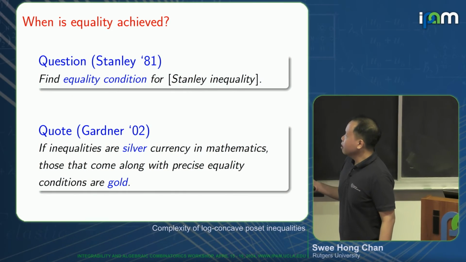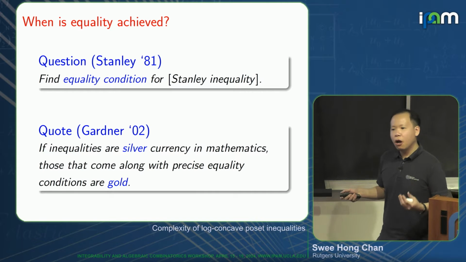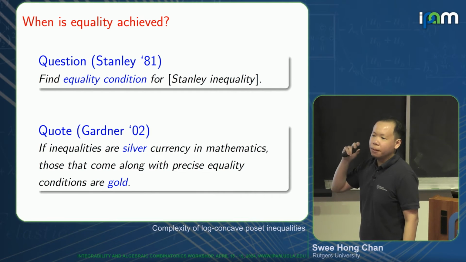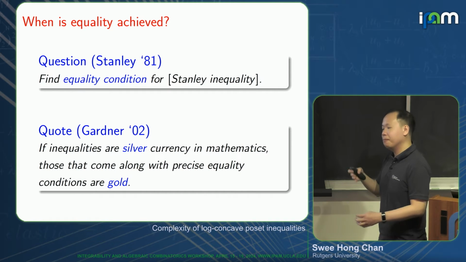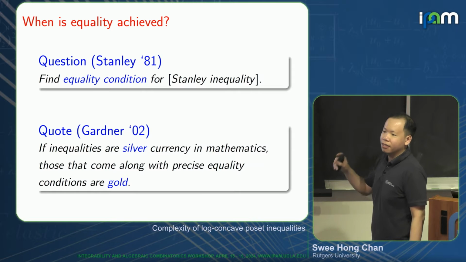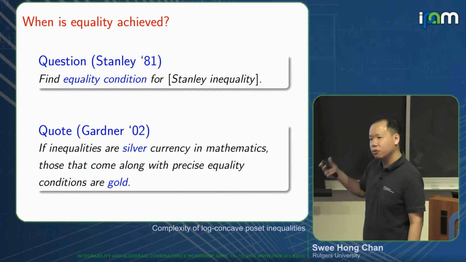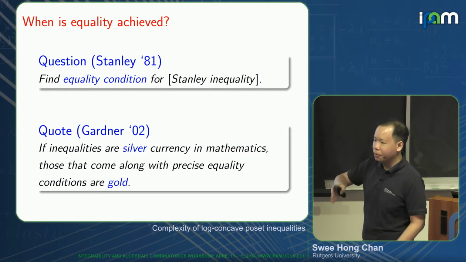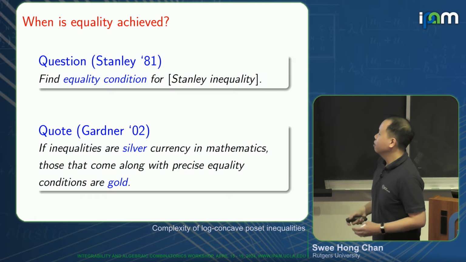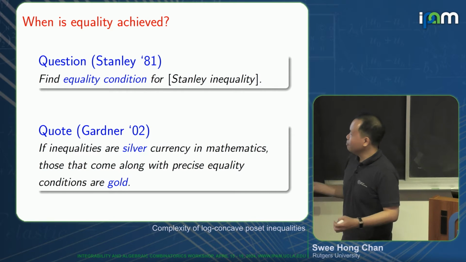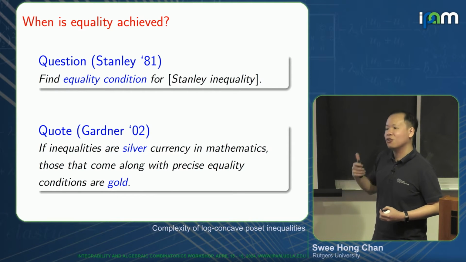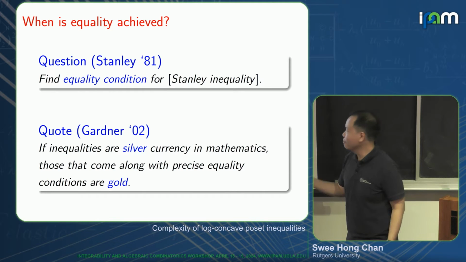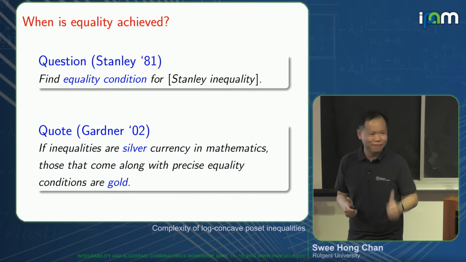Usually when people ask for an equality condition, it's because it's viewed as a benchmark for showing that you have achieved the next level of understanding of the inequality. For example, proving the isoperimetric inequality is not that hard, but proving that the circle is the only minimizer, the only one that satisfies the equality condition, actually took another 40 years between the inequality and the equality condition. And here's a quote by Gardner that I really like, which says that if inequalities are silver currency, then the ones with precise equality conditions are gold. I actually thank Igor for finding this quote. This is a very good job.